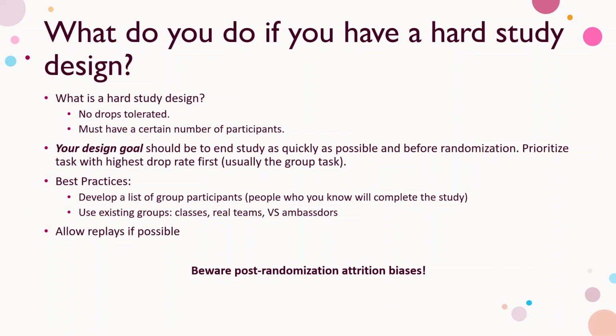The other one here is using existing groups. So classrooms are really great here because students will finish a group experiment as part of extra credit. Also using real teams, so people who know one another, who work together already, are much more likely to finish than those who don't. And lastly, we have an ambassadors program for Volunteer Science, so it's basically friends recruiting friends. They're really good at finishing.